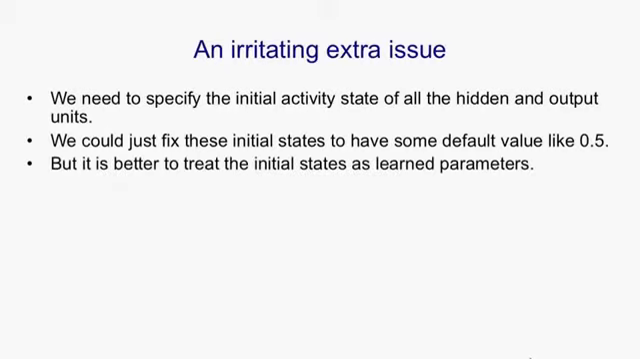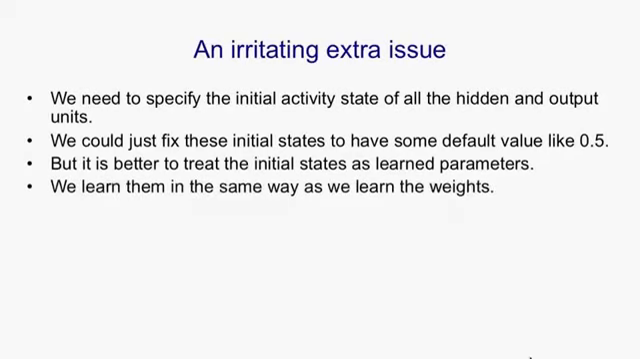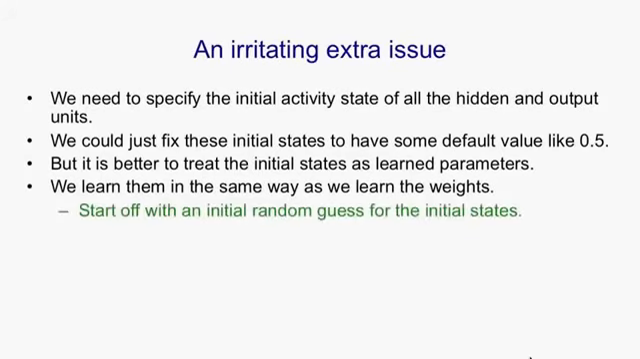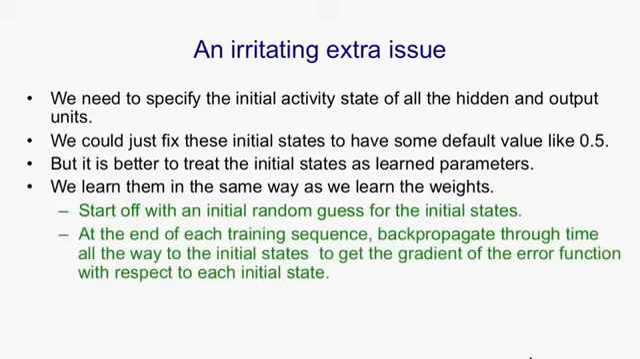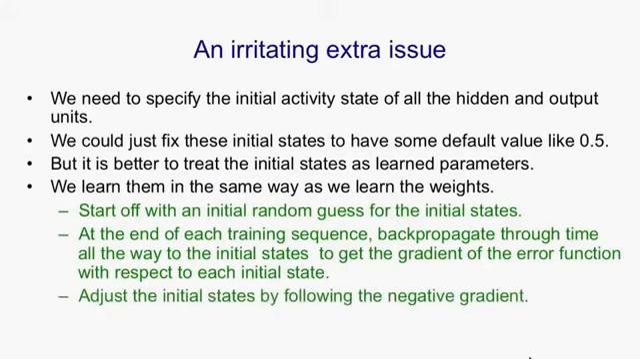So we can actually learn the initial states. We treat them like parameters rather than activities, and we learn them the same way as we learn the weights. We start off with an initial random guess for the initial states, that is the initial states of all the units that aren't input units, and then at the end of each training sequence we backpropagate through time all the way back to the initial states, and that gives us the gradient of the error function with respect to the initial state. We then just adjust the initial states by following that gradient. We go downhill in the gradient, and that gives us new initial states that are slightly different.